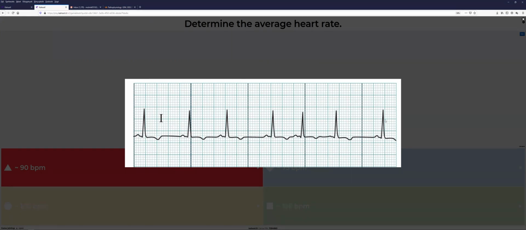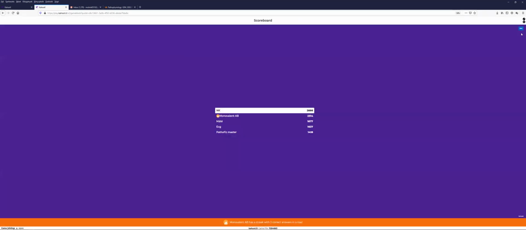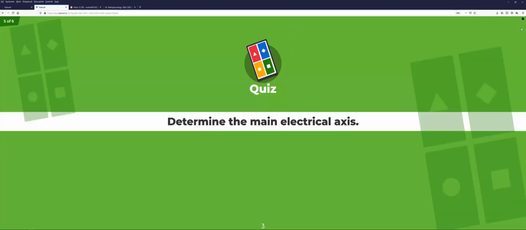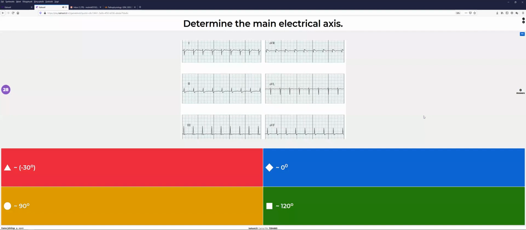All right, so this is how we can calculate it. Good. If you calculate with a longer interval, your rate will be more accurate. If you calculate with a shorter one, relatively you make a bigger mistake. But basically, because the normal heart rate is between 60 and 100, it doesn't matter. Okay, good. Now again, the main electrical axis.